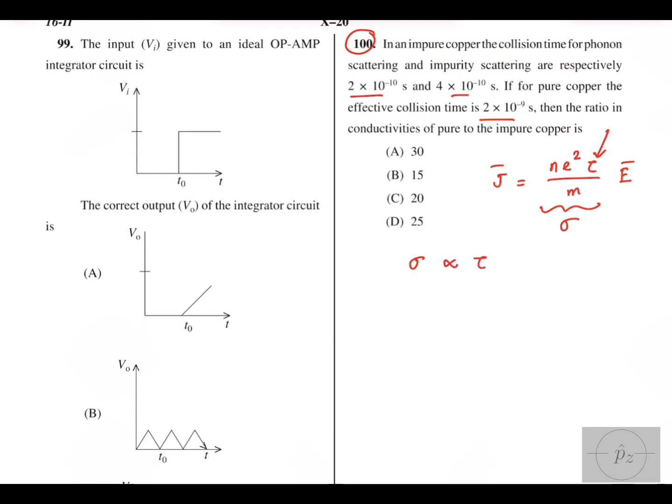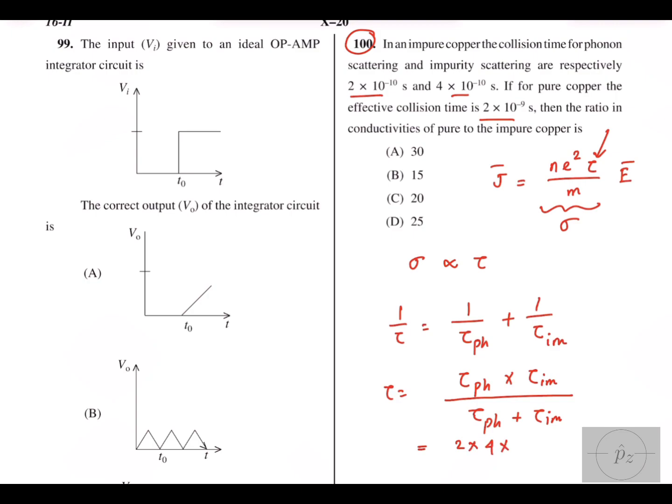If you have impurities, then the total collision time 1 by tau is given by 1 by tau due to the phonons plus 1 by tau due to the impurities. Or tau is given by tau phonon times tau impurities divided by tau phonon plus tau impurities, and that is given by 2 times 4 times 10 to the power minus 20 divided by 6 times 10 to the power minus 10, and tau is now equal to 4 by 3 times 10 to the power minus 10.